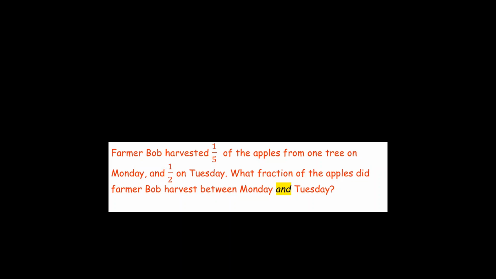This is your last problem, okay, for the 4 fraction problems. Farmer Bob harvested 1/5 of the apples from one tree on Monday and 1/2 on Tuesday. So if he harvests 1/5 of the apples, a part on one day and a part on another day, what fraction of the apples did Farmer Bob harvest between Monday and Tuesday? "And" is the key word here. They want to know what is the combined total of Monday and Tuesday. So think about whether you have to add or subtract.